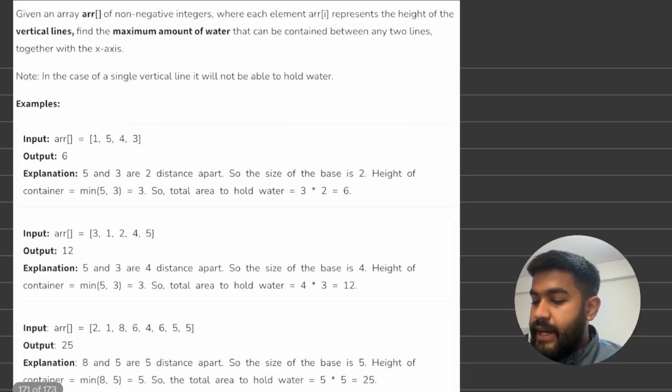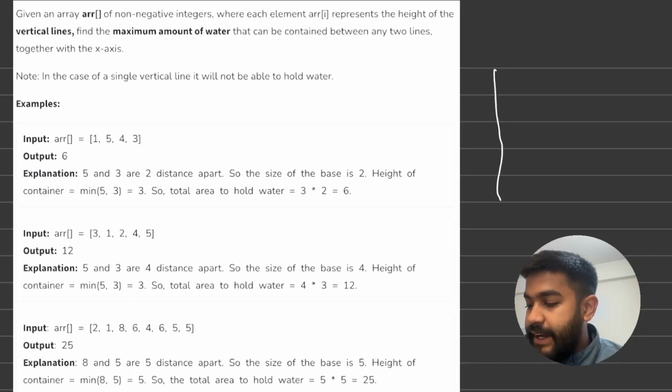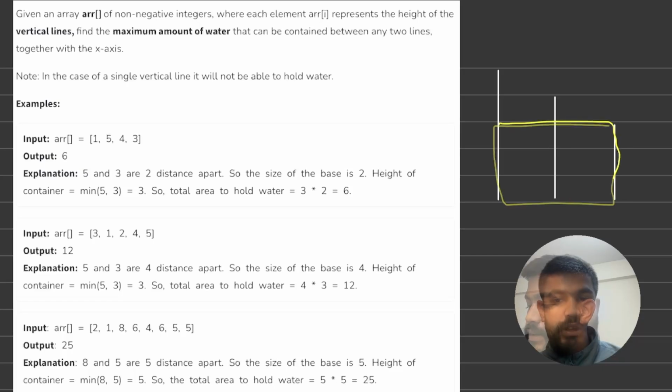Let us go back to this. So now if I have heights of 1, 5, 4 and 3, I can simply use 5 and 3 with a distance of 2. So the minimum height, I would explain with an example. Let's imagine this as a height of 5, this is a height of 3, and in between is a height of 4. So water would be contained in this part. This is how you have 3 multiplied by 2, that is the value 6.